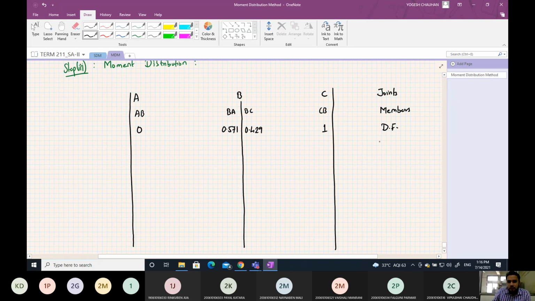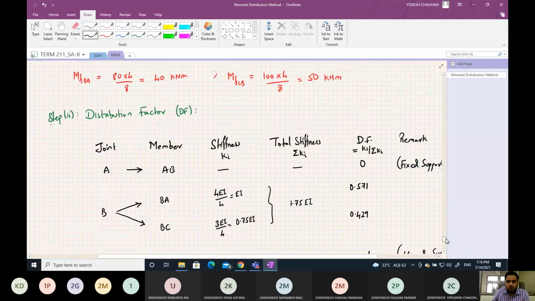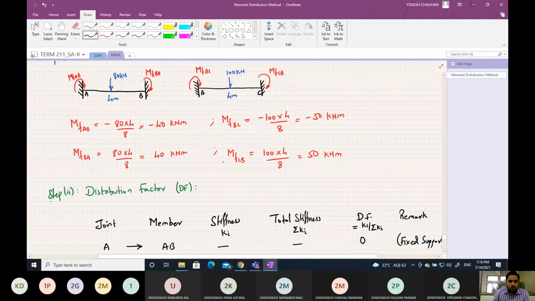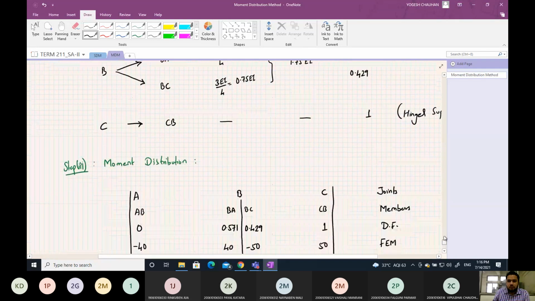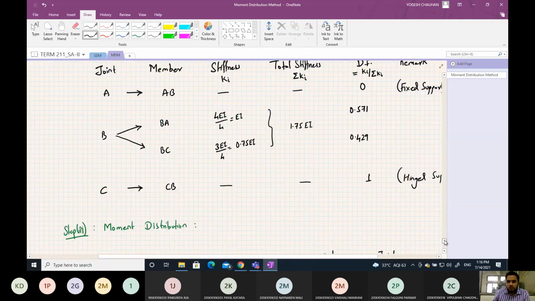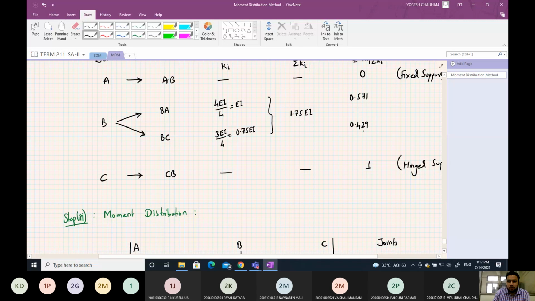Next, we write the fixed end moments. So the fixed end moment here is minus 40, here it is 40, minus 50 and 50. You can see here it is minus 40, 40, minus 50, 50, and the distribution factors are 0.571, 0.429.